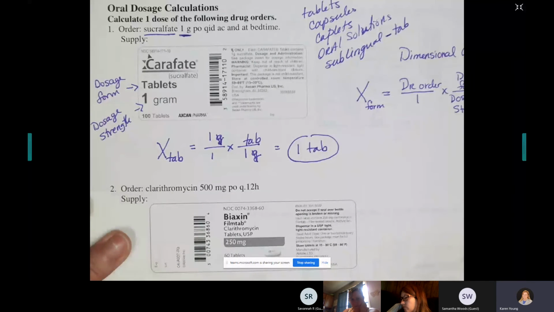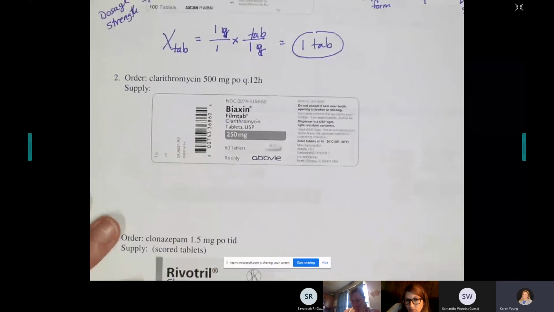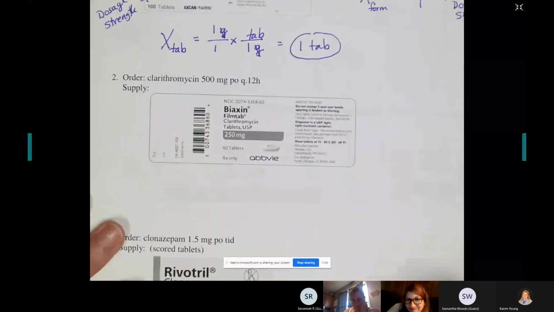If you don't overthink these questions, they are very simple questions. Oral dosage calculations is very simple for the most part. But a lot of times we will overthink it because, oh, it can't be that easy. It's math. It has to be hard. But no, not all math has to be hard.